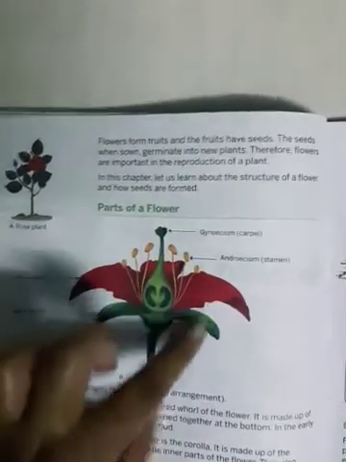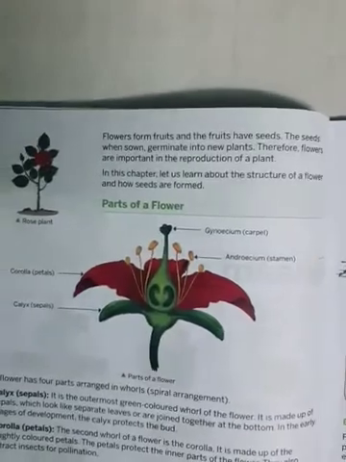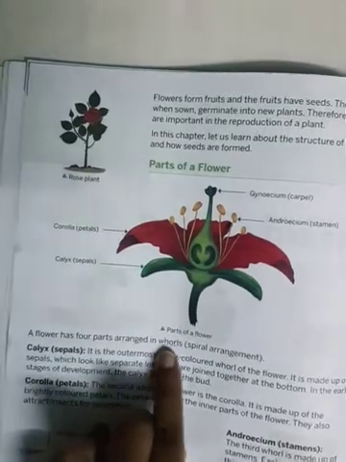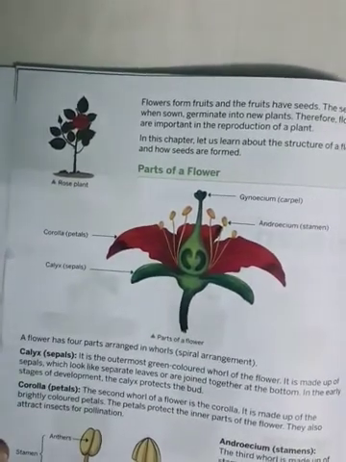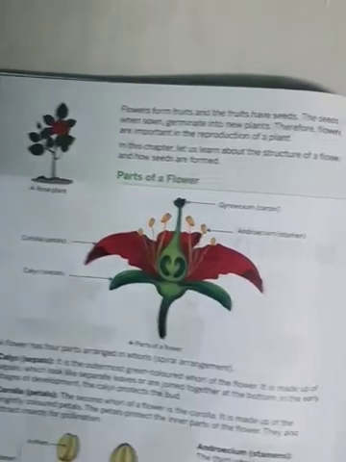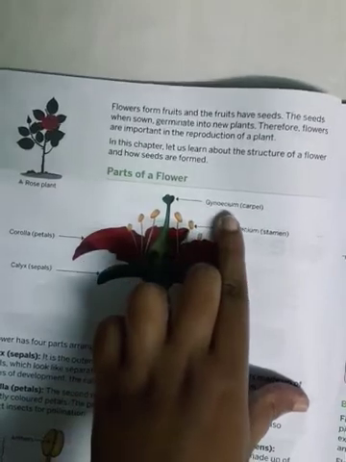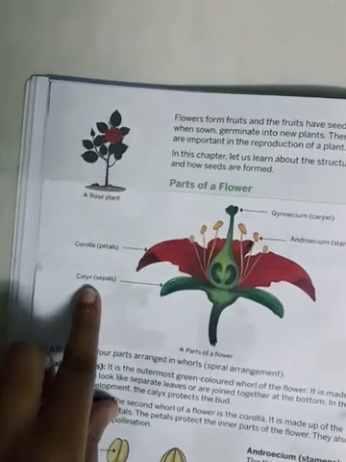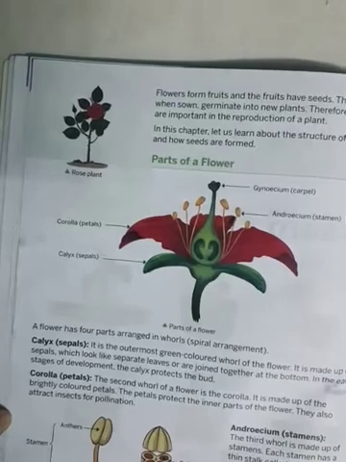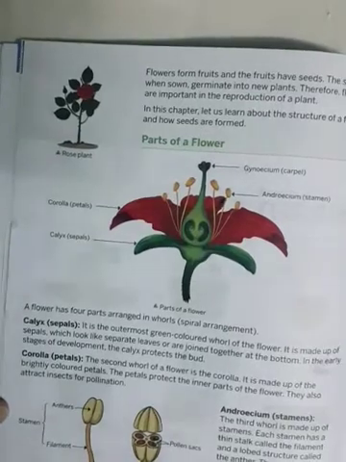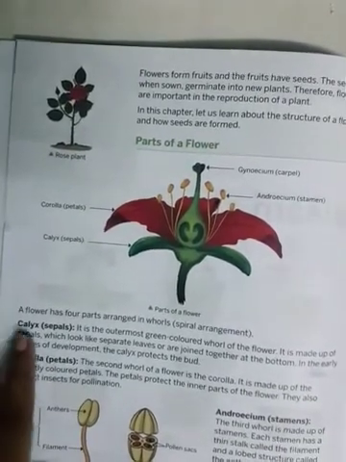Now see, this is the structure of a flower. A flower has 4 parts arranged in whorls. So a flower has 4 main parts, okay, which is gynoecium, androecium, corolla and calyx. Okay? So these are the 4 main parts, okay, of a flower. First one is calyx.